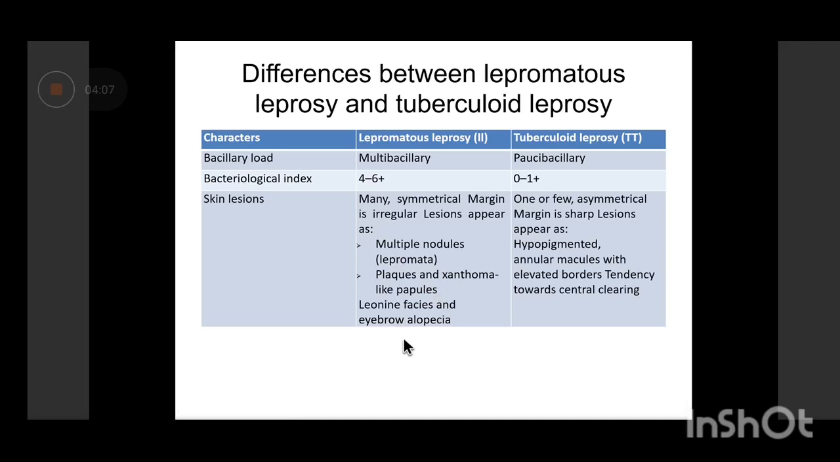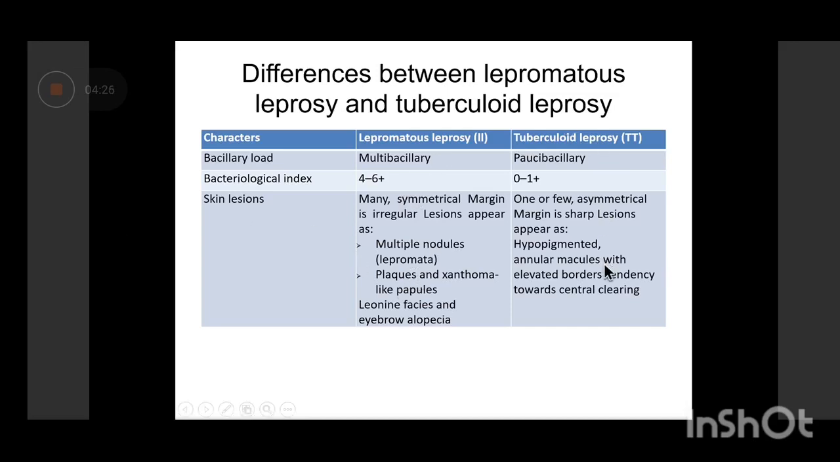The lion-like facies is seen in lepromatous leprosy, and there will be loss of eyebrows and loss of lashes, and the face will appear lion-like, which is seen in case of lepromatous leprosy.